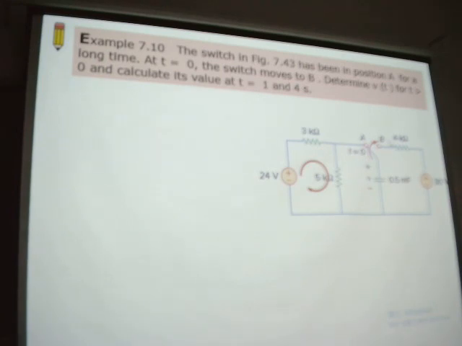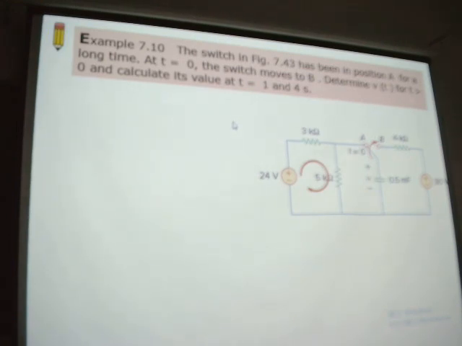Okay, we see here is a switch inside this figure, right? This switch is in position A before t equals 0. And after t equals 0, the switch is moved to position B. And we should determine the V(t) for t greater than 0 and calculate its value at t equals 1.4 seconds.